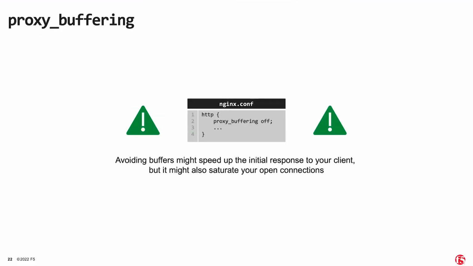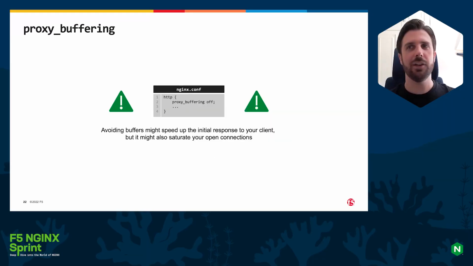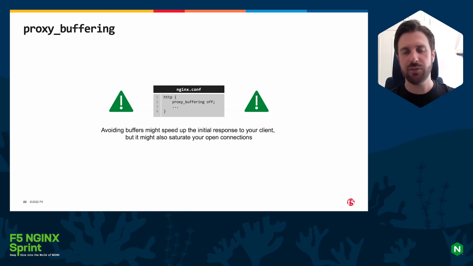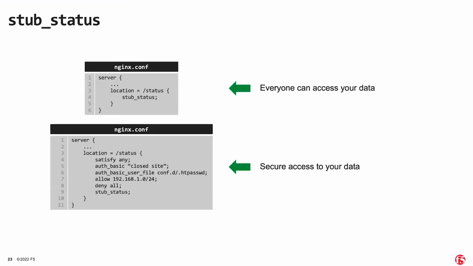Mistake number four: do not turn off proxy buffering. It might speed up the initial response to your client, but if it's a very slow connection and you're serving a very large file, the connection will remain open forever, and over time, a few of these connections will cascade into a connection bottleneck.